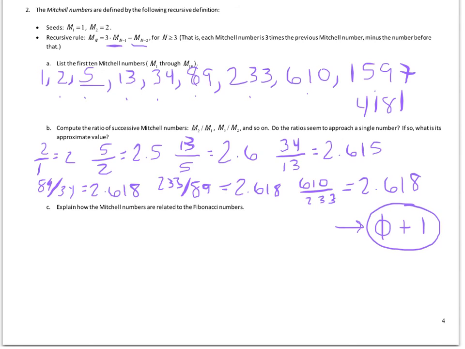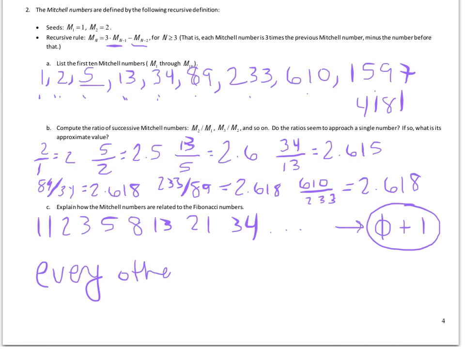All right, so for part C, how are the Mitchell numbers related to the Fibonacci numbers? It's every other Fibonacci. The Fibonaccis are 1, 1, 2, 3, 5, 8, 13, 21, 34, etc. And the Mitchell numbers are 1, 2, 5, 13, 34. Those are every other Fibonacci number.